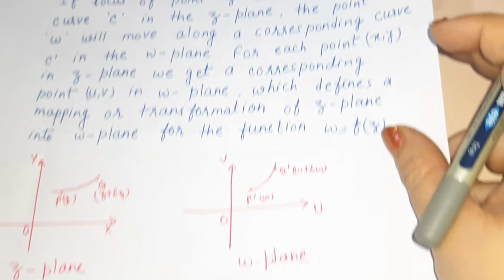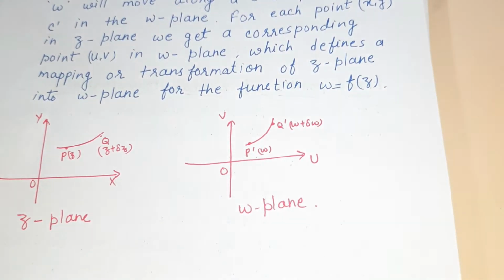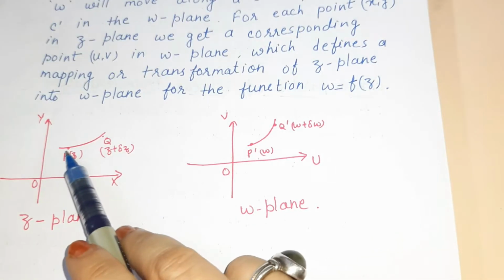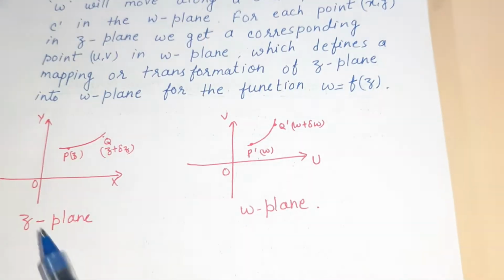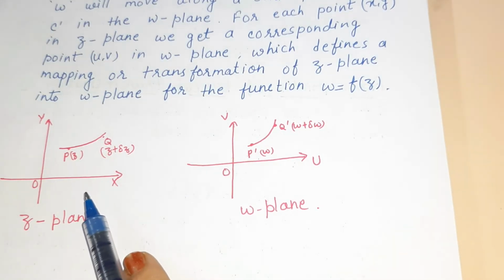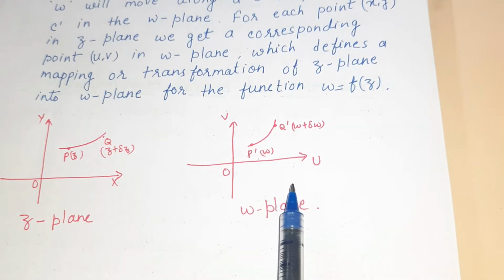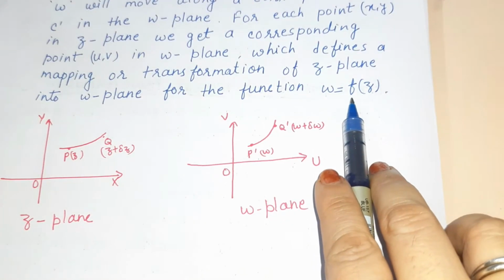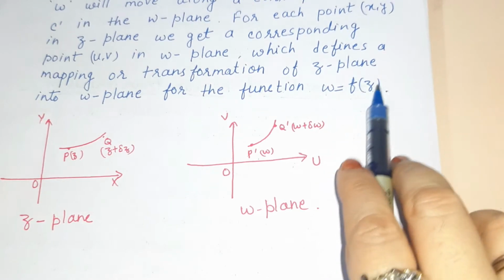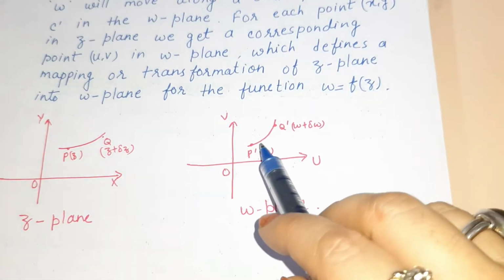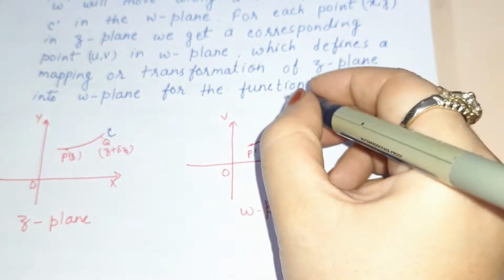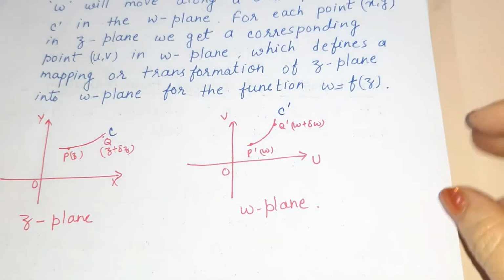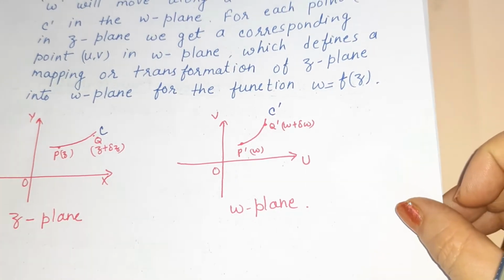You can see here the graph. This is the z plane, and this is any curve C in the z plane. When we transform it into the w plane by using the relation w = f(z), we get this new curve C' here. So this is C and this is C'. This is the transformation. Now next we see what is bilinear transformation.